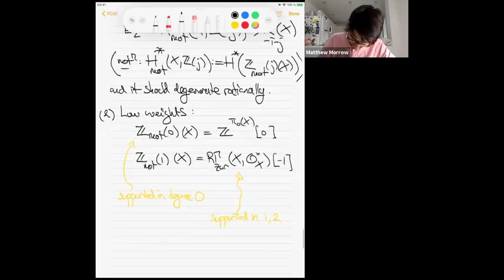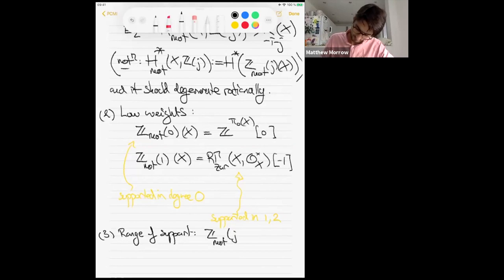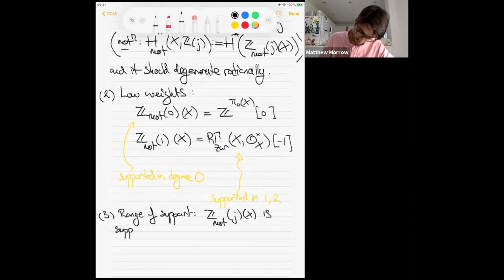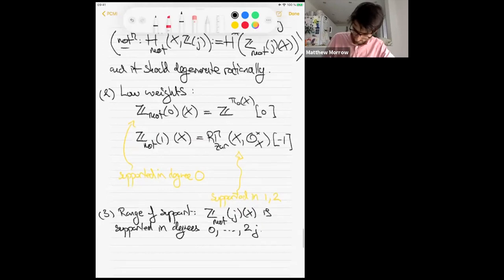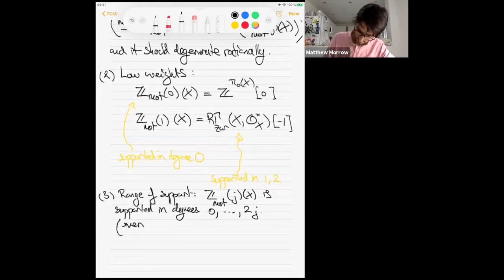And what is supposed to be true in general, apart from the vanishing to the left, as we'll see in a moment, is that the motivic complex in weight j should be supported in degrees zero through 2j. This is what turns out to be true, even in degrees less than j, if X is the spectrum of a local ring.